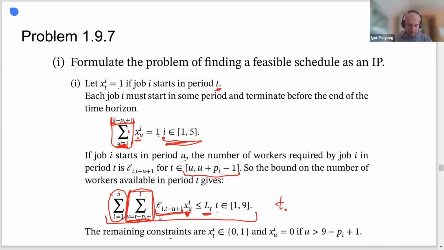The remaining constraints are enforcing that xit is a binary variable, and xiu is equal to 0 if u is greater than, like, we cannot start anything after the job cannot be completed before the end of the time frame. Are there any questions regarding the formulation, how we did this?